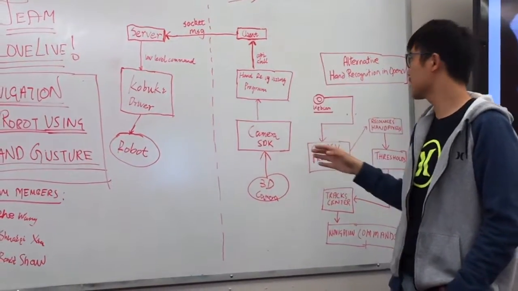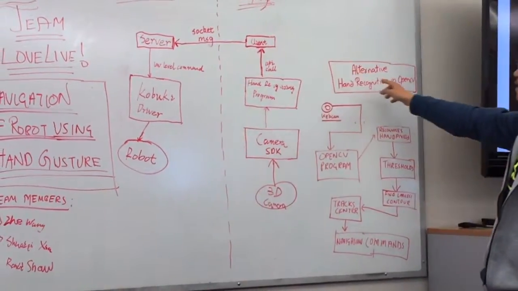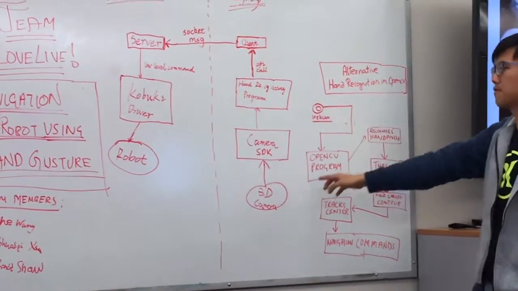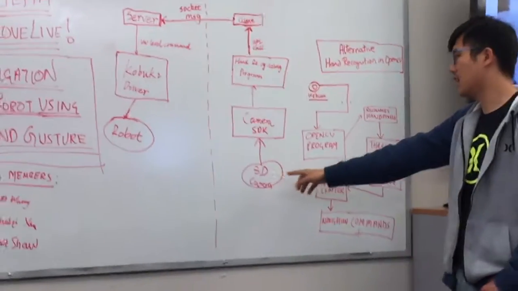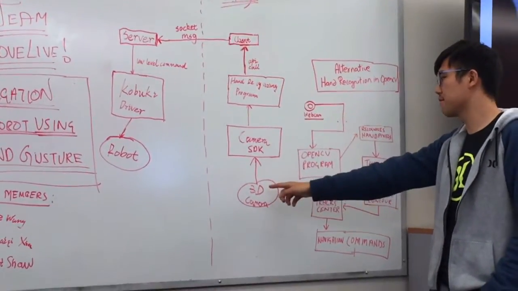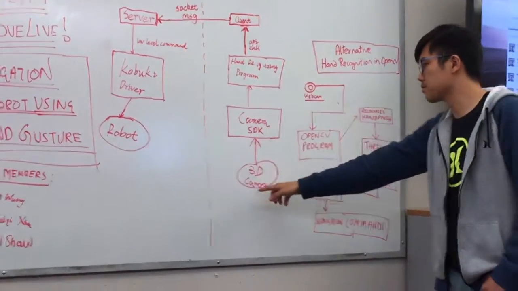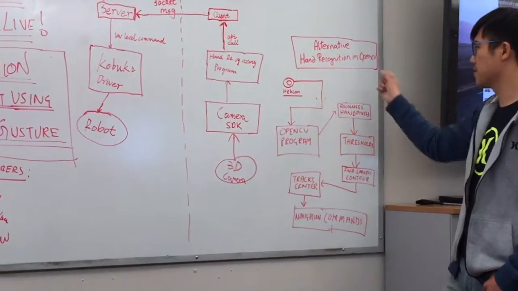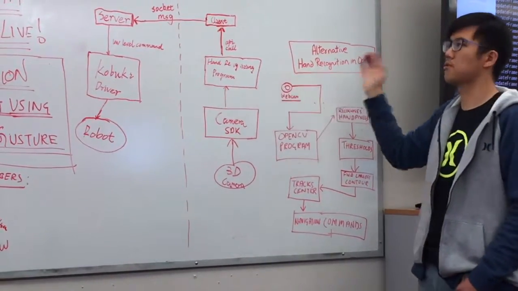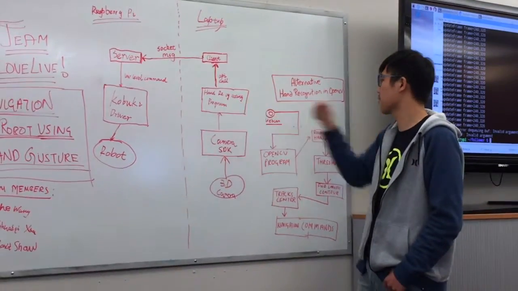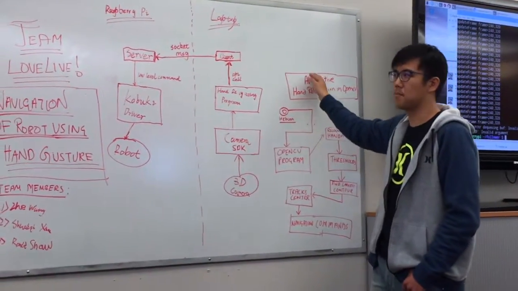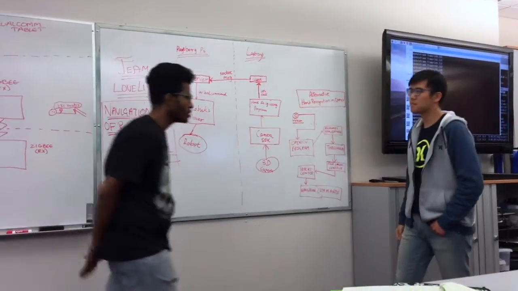So Ronit is responsible for an alternative approach. The difference between this approach and that approach depends on the hardware. So we are using 3D cameras now, and we can use the webcam for the hand recognizing program, and he will explain this to you.